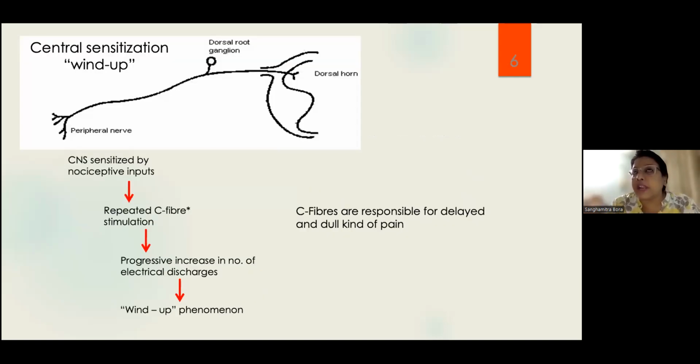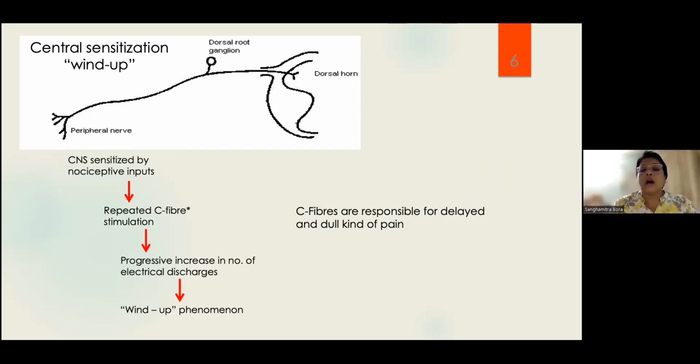Once we do not treat, when we know that it has been peripherally sensitized, there is a stage where the central nervous system also gets sensitized to this particular pain stimulus. The CNS is sensitized by the nociceptive inputs. There is a repeated C fiber stimulation. If you remember a little bit of anatomy from your MBBS days, the C fibers are responsible for delayed and dull kind of pain. After the CNS is sensitized, the C fiber stimulation progresses, there is an increase in the number of electrical discharges in the nervous system, and there is something called the wind up phenomenon, where the whole nervous system gets sensitized to a minor insult in the periphery.